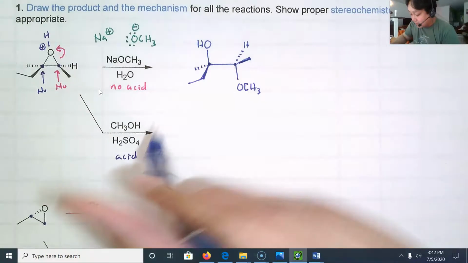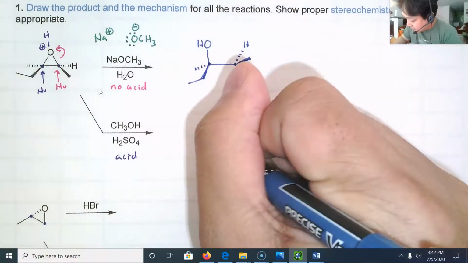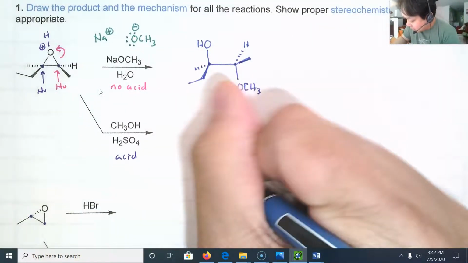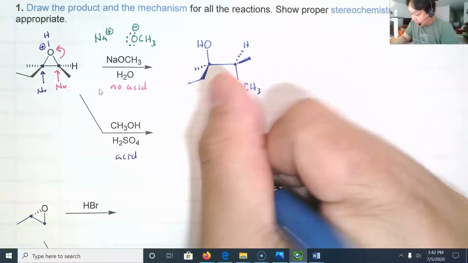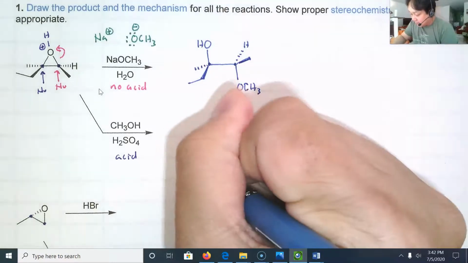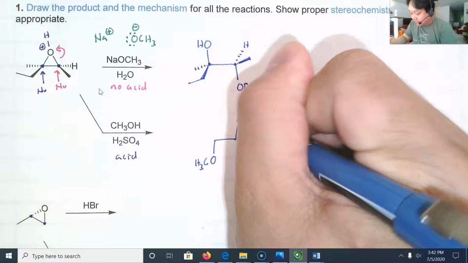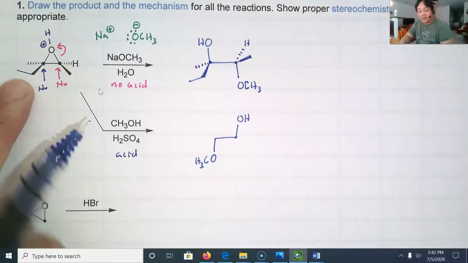Let me draw it out first. O. I'll draw it backwards. CH3, and now the OH is up here, because I attacked the left side.